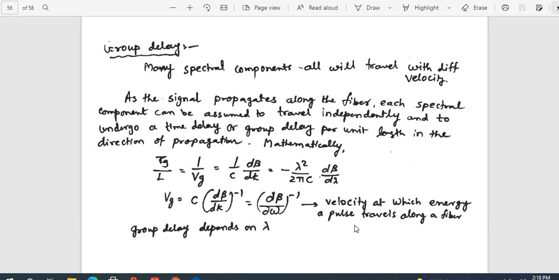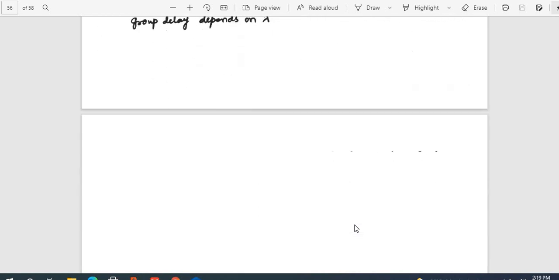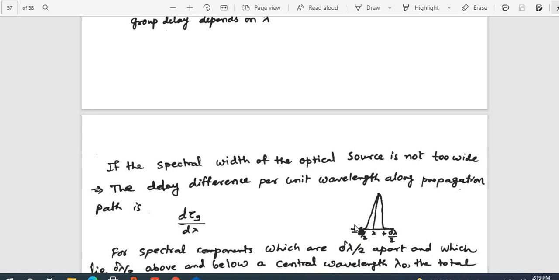So this is called the velocity at which energy in a pulse travels along the fiber. This is the group delay, which depends upon your lambda. Clear? That is the lambda parameter we wrote. And next, we want to write how it is going to work.